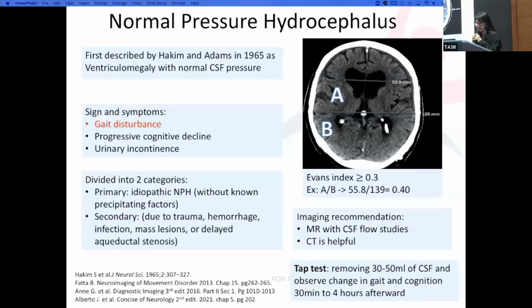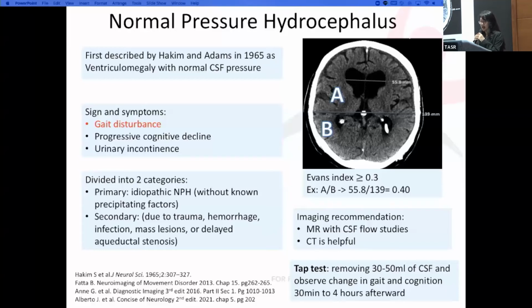The best test that should be performed is the tap test. It helps in diagnosing NPH. In addition, it is the best predictor of the response to shunt surgery, which is an effective treatment for NPH. The tap test is a lumbar puncture to remove 30 to 50 ml of CSF and observe the change in gait and cognition. If it is responsive, shunt surgery can be indicated.